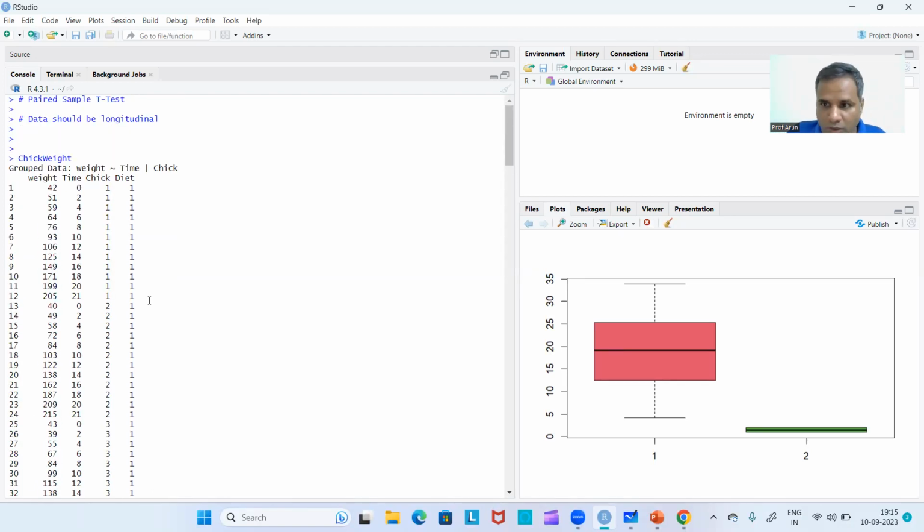Okay. So what I mean to say is that go and explore this chick-weight data. Neha, Manoj, and other people who are interested, go and explore this chick-weight data. You will get most of your answers.